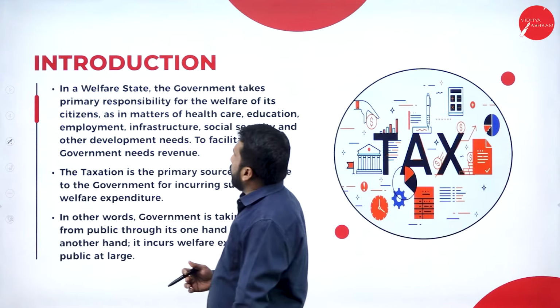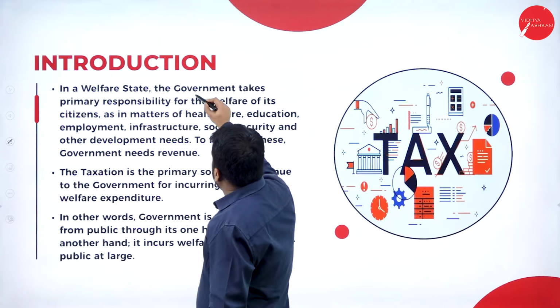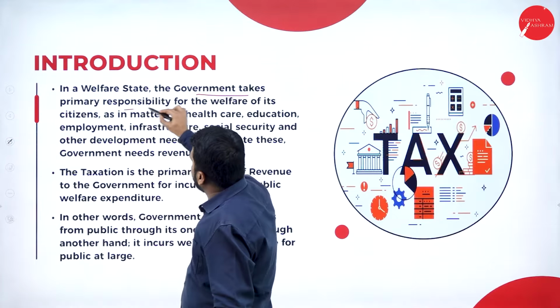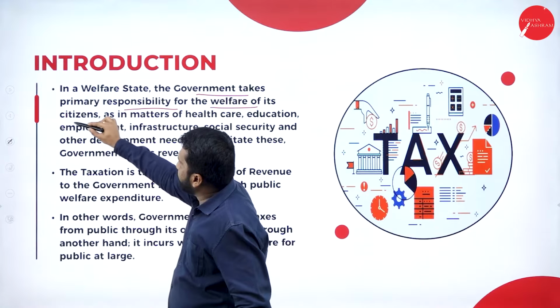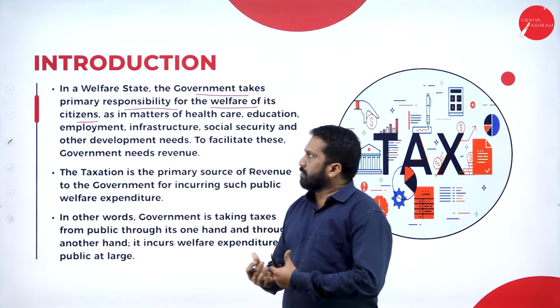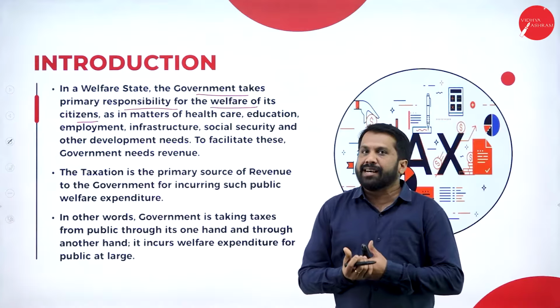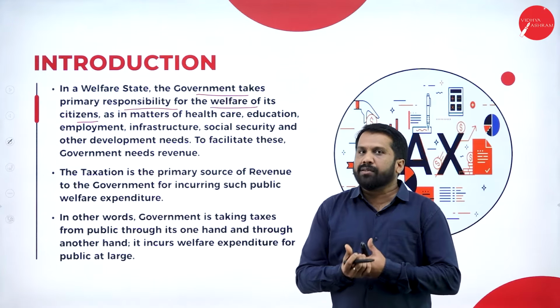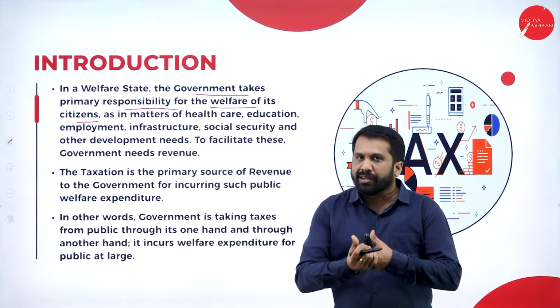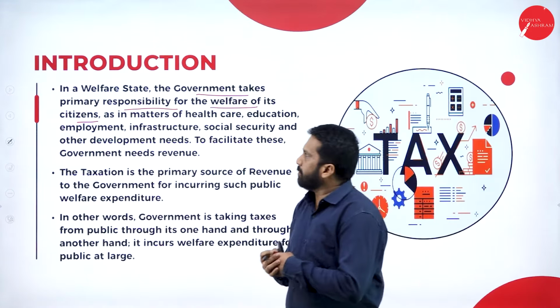Now, in a welfare state, the government takes primary responsibility for the welfare of its citizens. So whatever GST comes, it is done in the favor of whom? The assessee. Assessee means what? The person who is liable to pay tax is called the assessee.